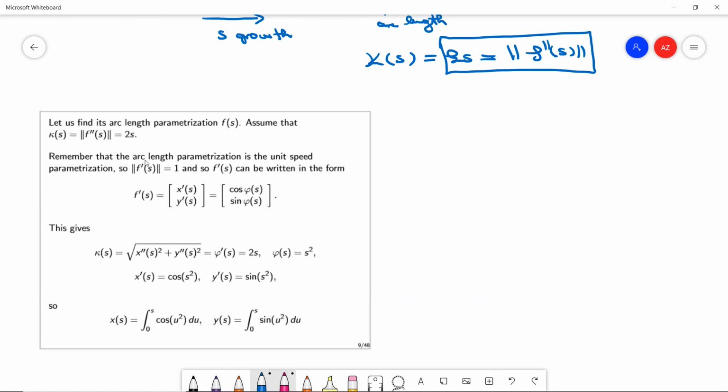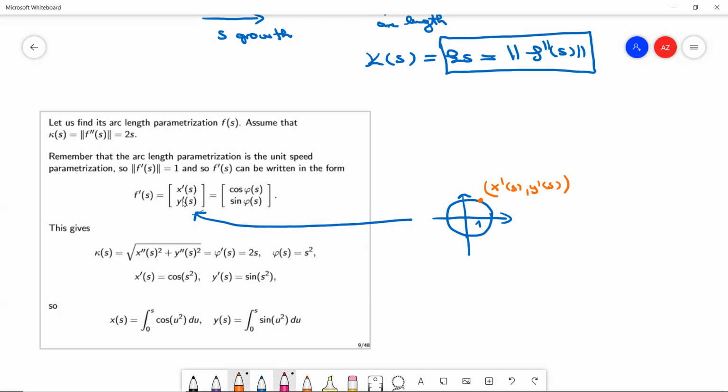So the derivation is like that. We know that f prime of s is 1, because s is a natural parameter of our curve. That's why f prime of s should be 1. And if we express this unknown f in the form x prime of s, y prime of s, we know that x prime and y prime must lie on some circle. Since the norm of the vector x prime, y prime is 1, those points lie on a circle of radius 1. For example, this is x prime of s, y prime of s.